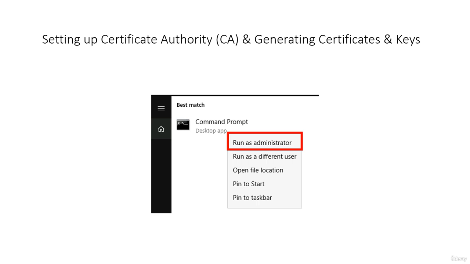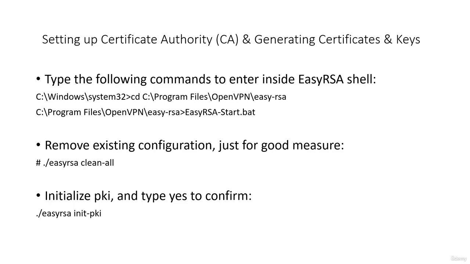Then what we need to do is set up our certificate authority and generate certificates and keys for the server and clients. We will set up PKI to be able to create our server and client certificates. Go to Windows, search for command prompt or CMD, and you must open it as an administrator. Then we need to type certain commands, like these two commands, to enter the EasyRSA shell.